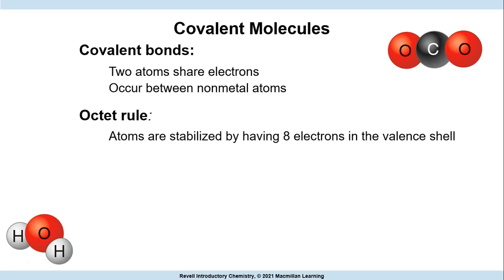So why do elements bond? Why do atoms bond together? They bond together in order to attain an octet. And the octet rule states that atoms are stabilized by having 8 electrons in the valence shell. So this is true for most elements, but in the course of this lecture, we are going to see some exceptions. Not all the elements actually go by the octet rule.